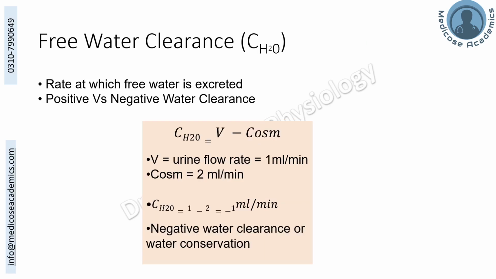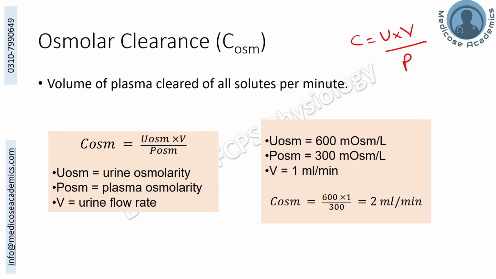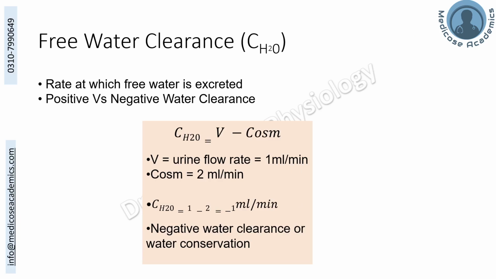Let's first see the free water clearance and we will see the clinical application then. The rate at which free water is excreted. First, we have seen the osmolar clearance, how much osmoles are being cleared, then how much water is being cleared. Rate at which free water is excreted can be calculated by subtracting the osmolar clearance from the urine flow rate.